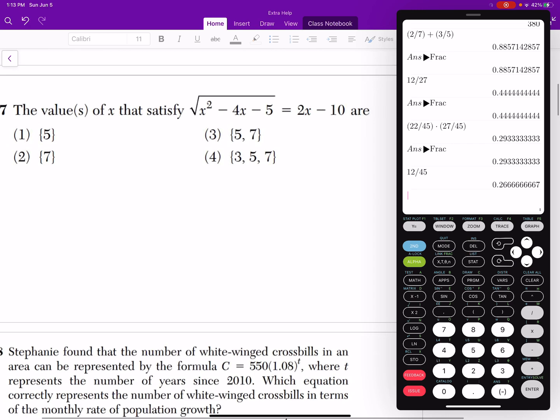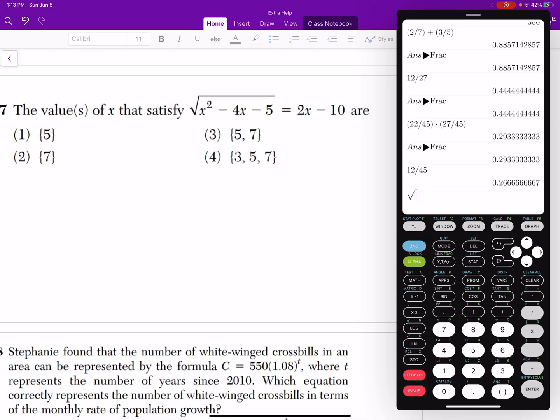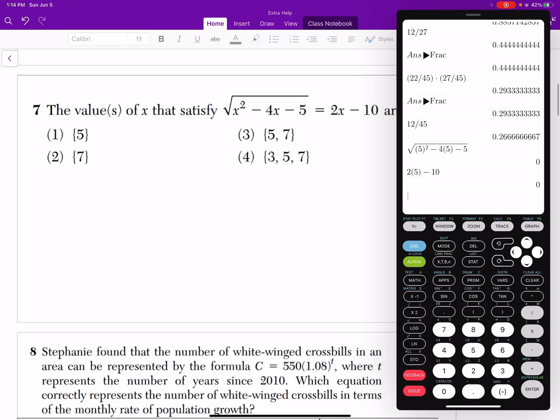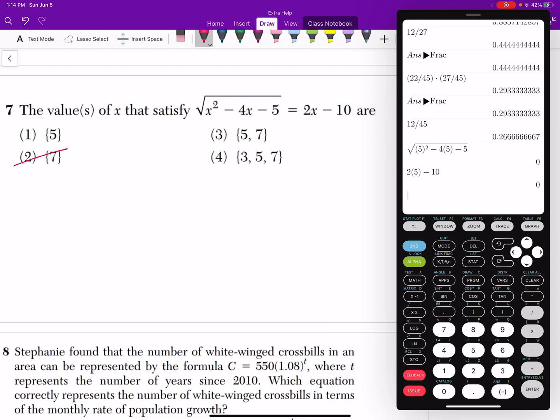So if we plug in the number 5, we could do it like a check. We would have 5 squared minus 4 times 5 minus 5. The left side comes out to 0. And if I plug it into the right side, I also get 0. So I know that 5 works, which eliminates answer choice 2.